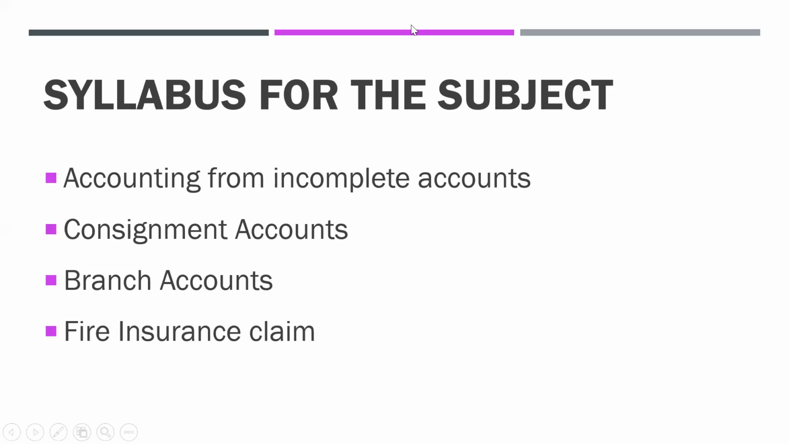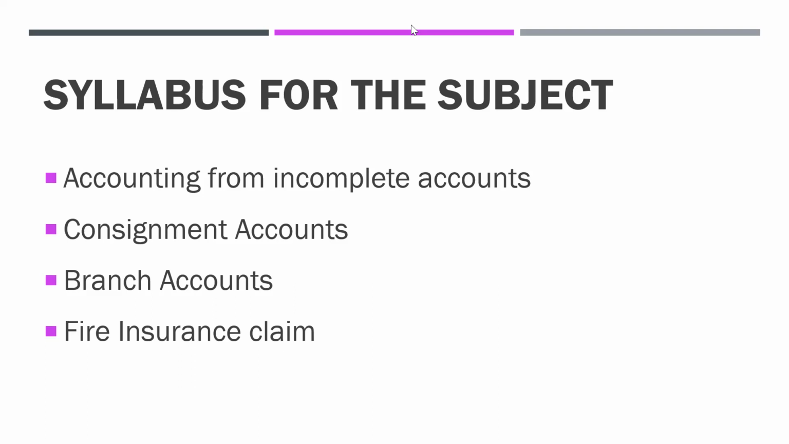And now let us discuss the syllabus which is there for this subject. We have accounting from incomplete accounts. You can call it single entry also. It is accounting of accounts which do not have a dual effect, complete information of debit and credit. When it's a small concern, how do they prepare their accounts? It's on that chapter. We will be starting our first chapter with accounting from incomplete accounts.